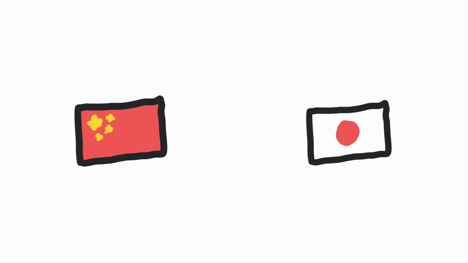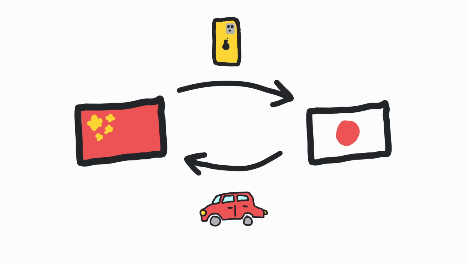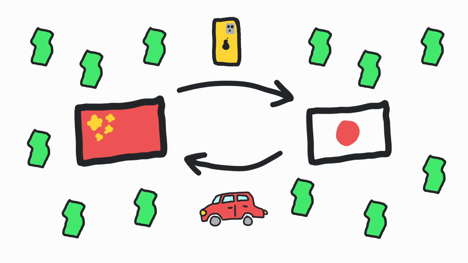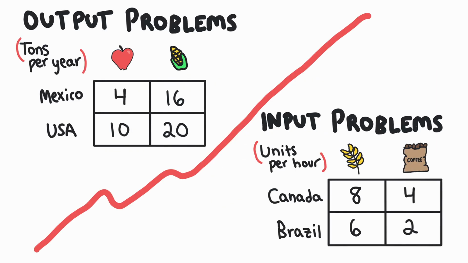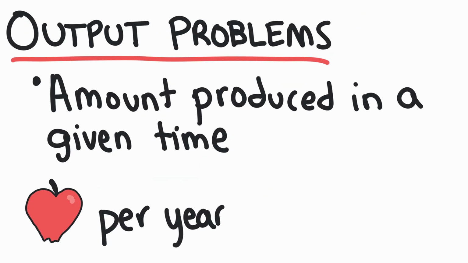And this logic applies not just to basketball, but also to countries. Comparative advantage explains why nations trade with each other and why both sides can end up better off when they specialize in what they do best. Output and input problems. On the AP exam, there are two types of comparative advantage questions that you might see. Output problems show you how many units can be produced in a certain amount of time.